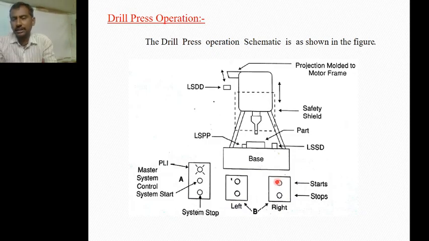After pressing the 2 start buttons, that means the right start button and left start button, the driller which is at the top position will move in the downward direction and reach the top of the part. When the driller reaches the top of the part, another sensor will be activated. What is that sensor? LSSD. LSSD means limit switch shield down. When the limit switch shield down sensor is activated, the driller starts rotating. When the driller rotates, a hole will be made on the part.